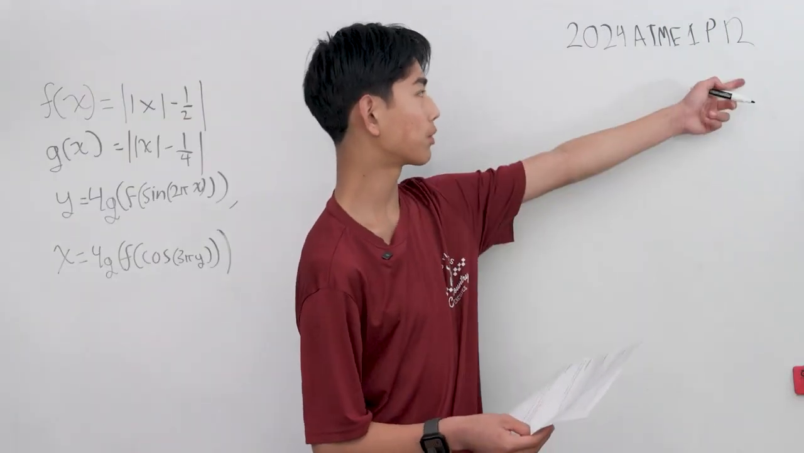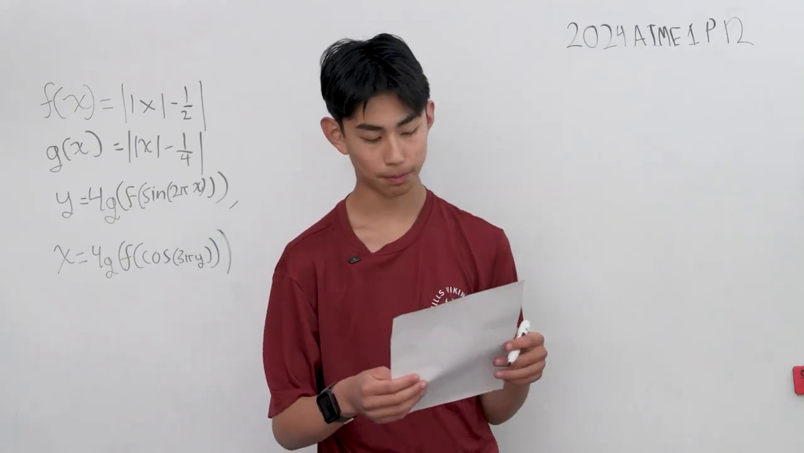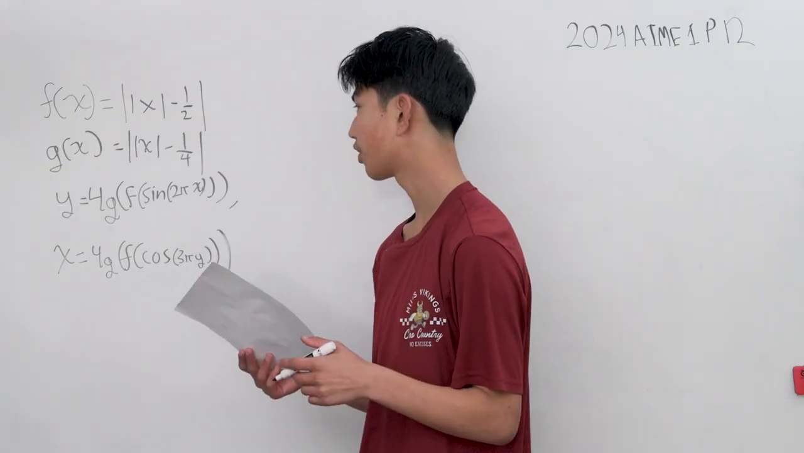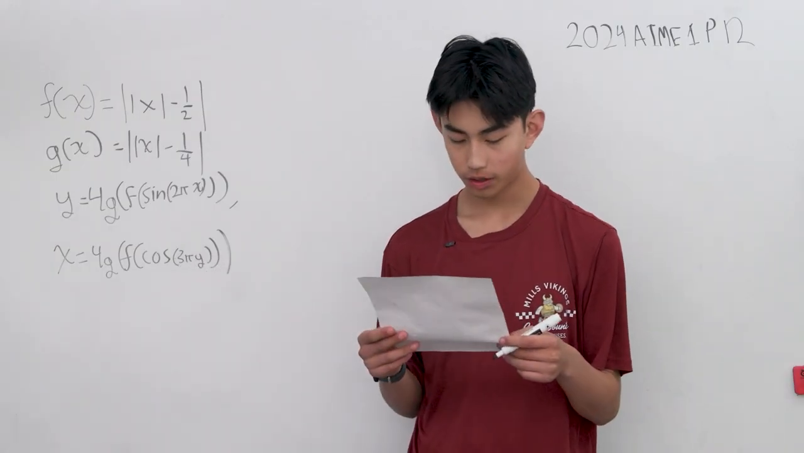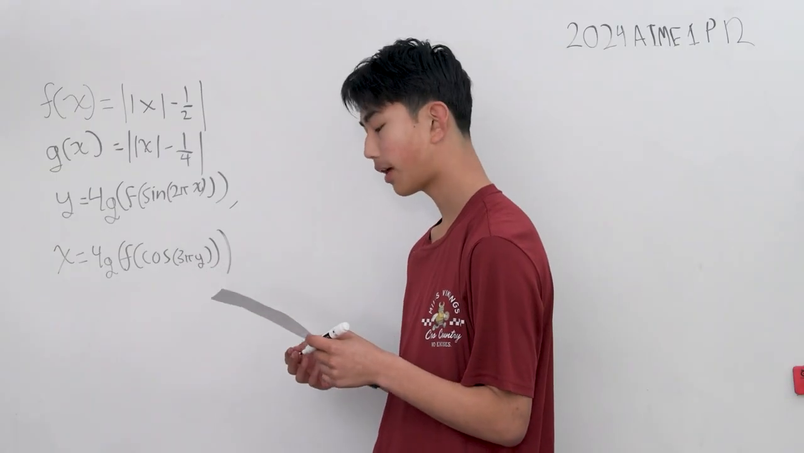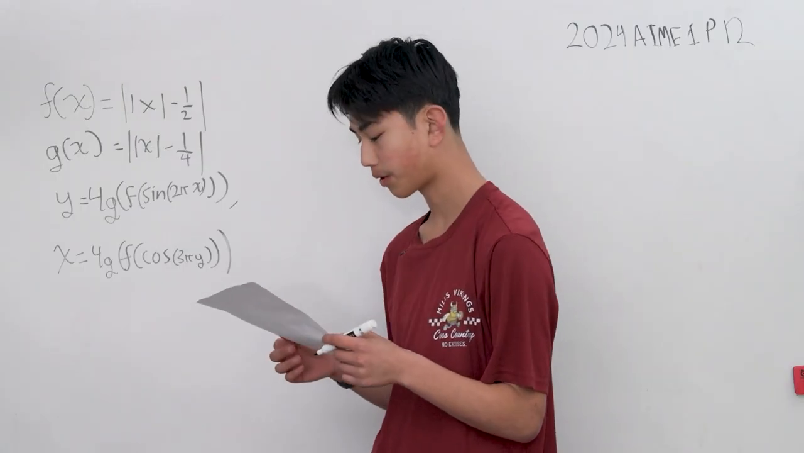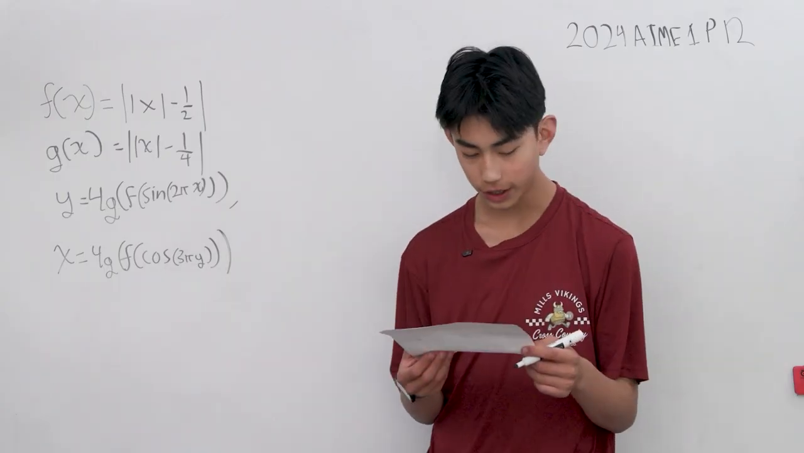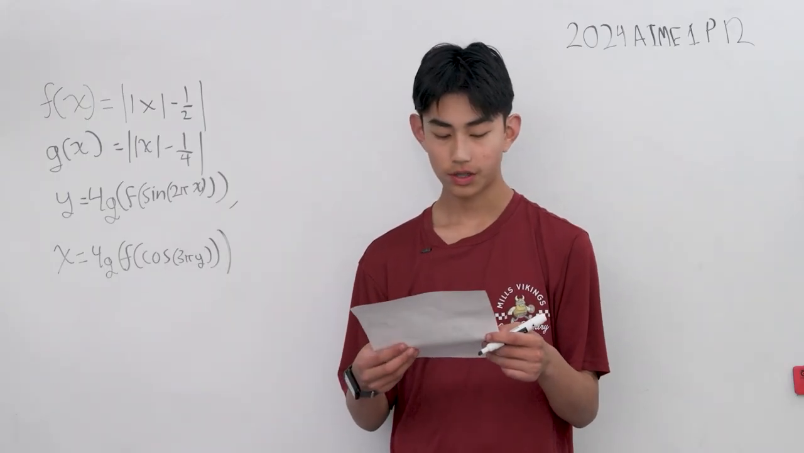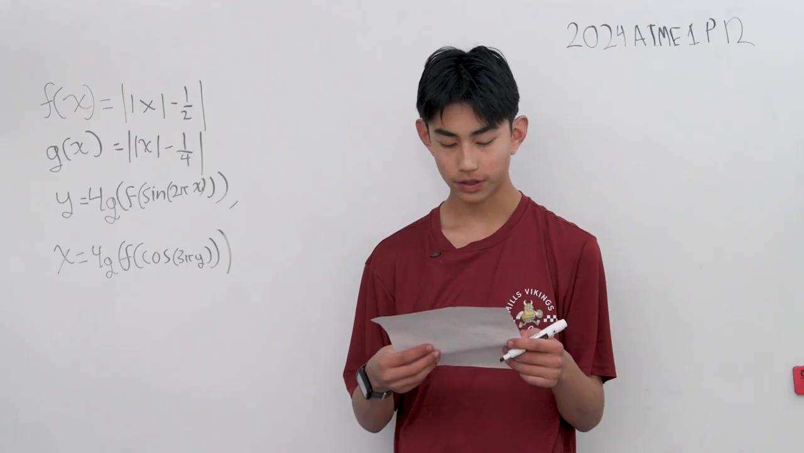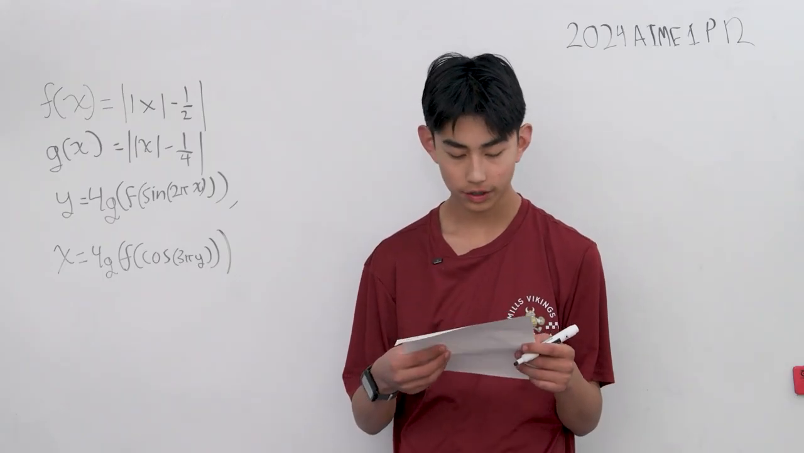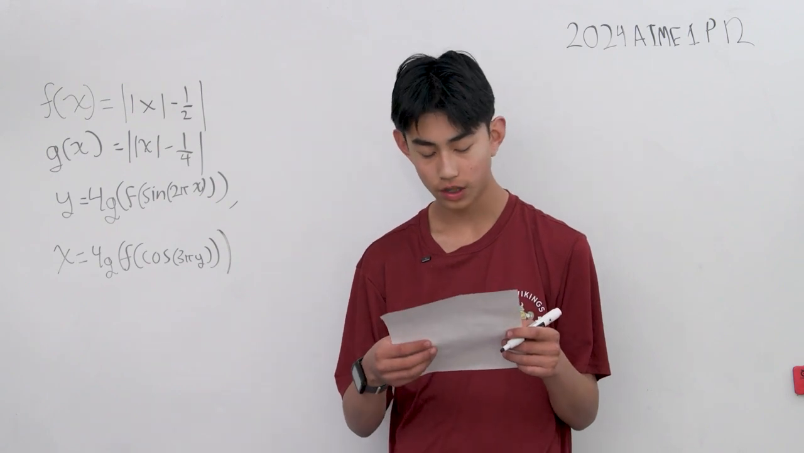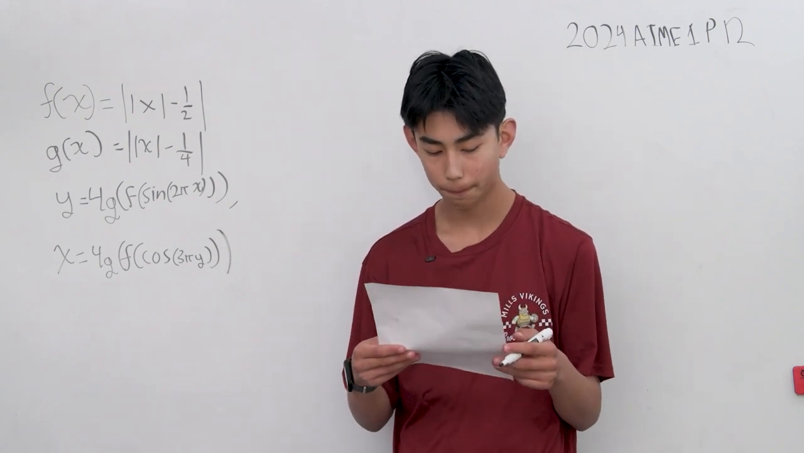We're solving problem 12 from the 2024 AIME 1. Define f of x to be the absolute value of the absolute value of x minus 1/2, and g of x to be the absolute value of the absolute value of x minus 1/4. Find the number of intersections of the graphs of y equals 4g of f of sine of 2 pi x and x equals 4g of f of cosine of 3 pi y.